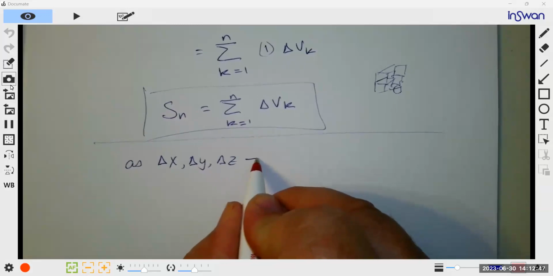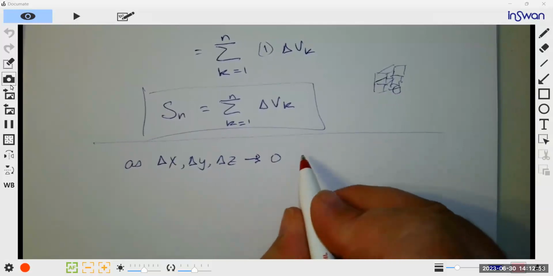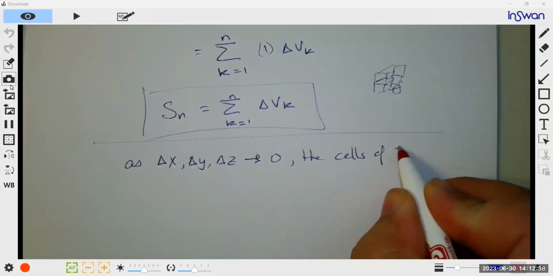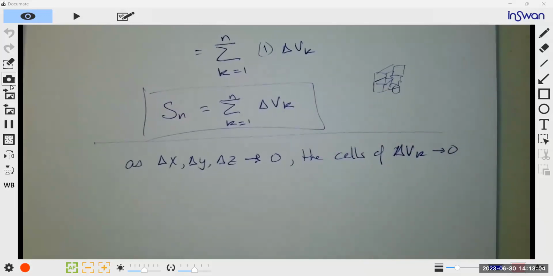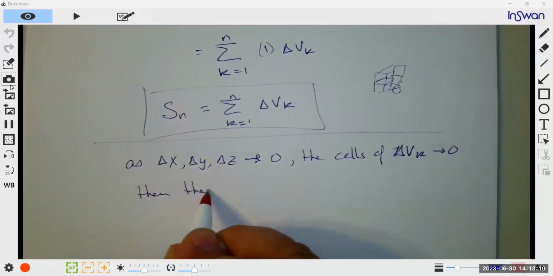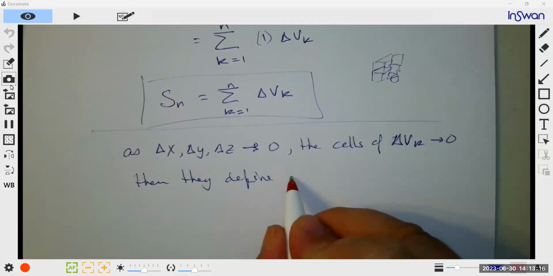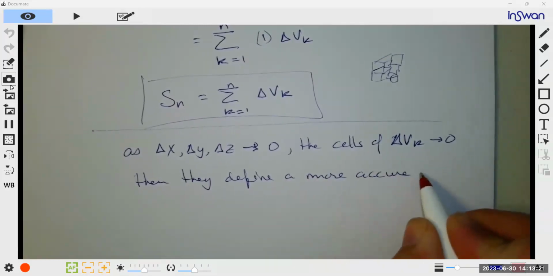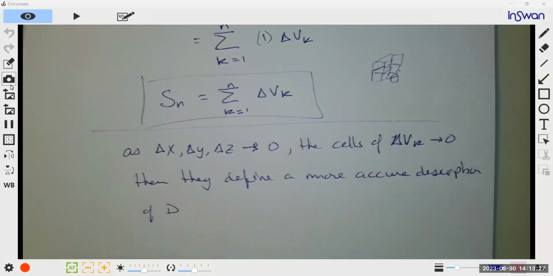As our x, y, and z parts change, the volume, the size of those, gets very small. The cells of our function eventually get smaller and smaller, and then they define a more accurate description of our object.